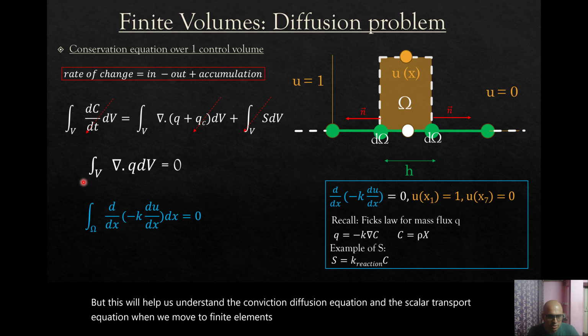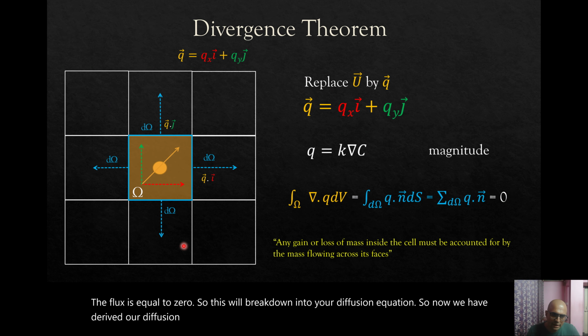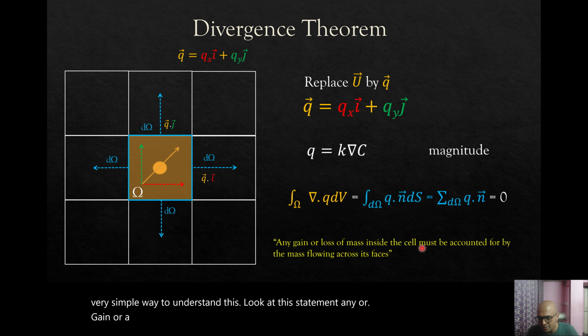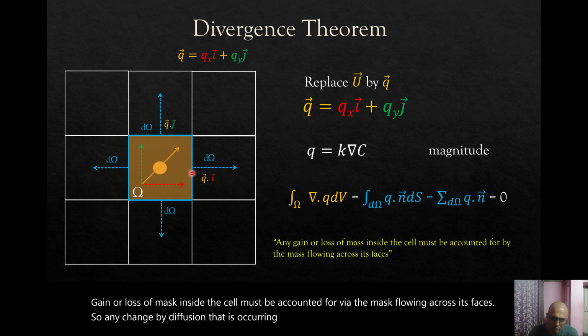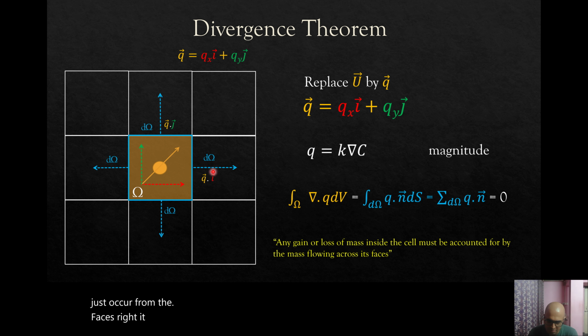So presently we are just getting divergence of Q, the flux, is equal to 0. This will break down into your diffusion equation. So now we have derived our diffusion equation. Now what we do in finite volumes is we use the divergence theorem. A very simple way to understand this: look at this statement. Any gain or loss of mass inside the cell must be accounted for by the mass flowing across its faces. So any change by diffusion that is occurring here will obviously occur from the faces, right? It will just move out from the faces, right?